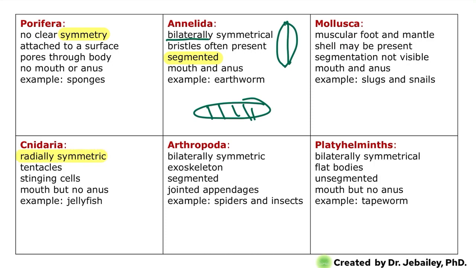Radial symmetry in this case is, for example, a starfish. That means, for example, you have the star here, right? That's radial. So you can see that these five sections, 1, 2, 3, 4, 5, are exactly the same. Stinging cells, they basically just throw poisons.